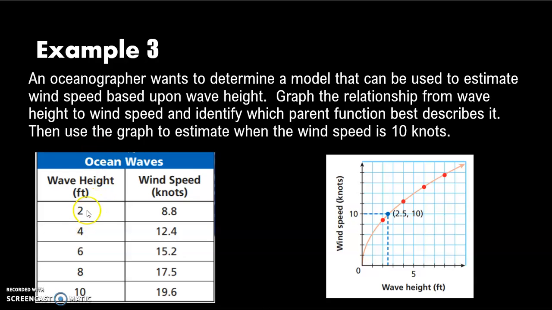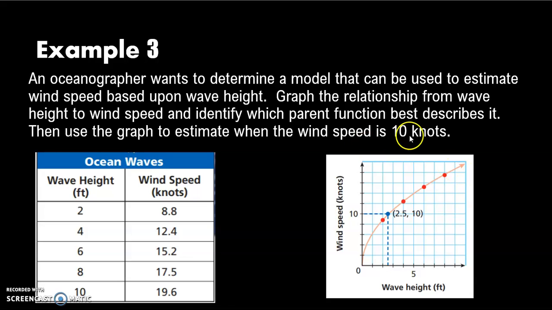So all I did is I used the wave height as x and the wind speed as y. Because it says the relationship from wave height to wind speed. That means I'm given wave height and I'm getting wind speed, meaning this is my independent variable, this is my dependent variable, x, y. So I graphed my xy pairs with these red dots and I connected them with this tan line. Okay, this shape, notice it goes up quickly and it slowly flattens out. That is the square root function shape. So this is a square root function.